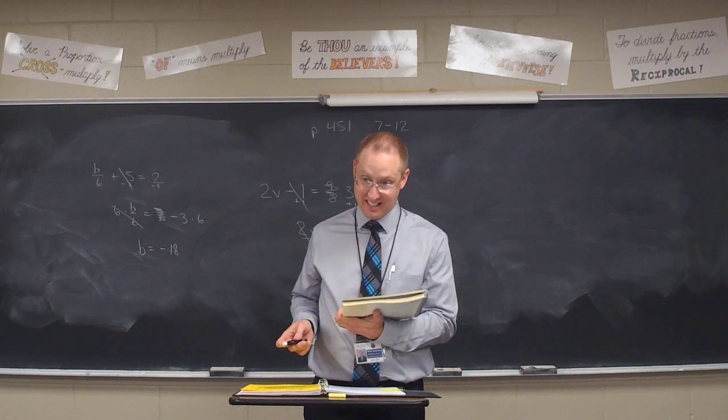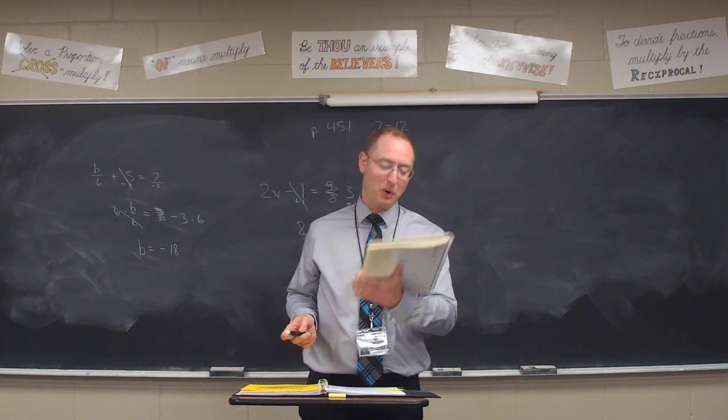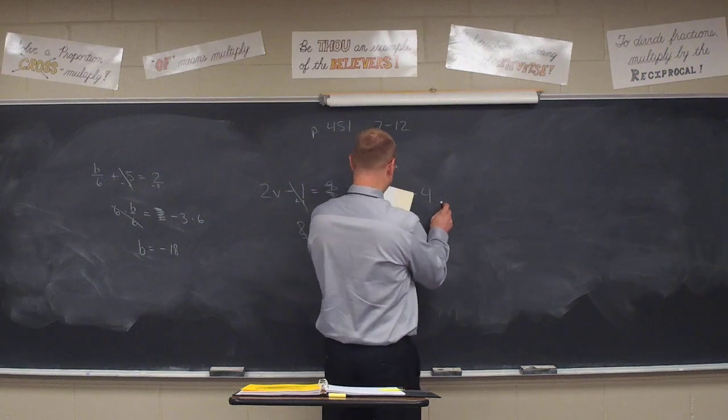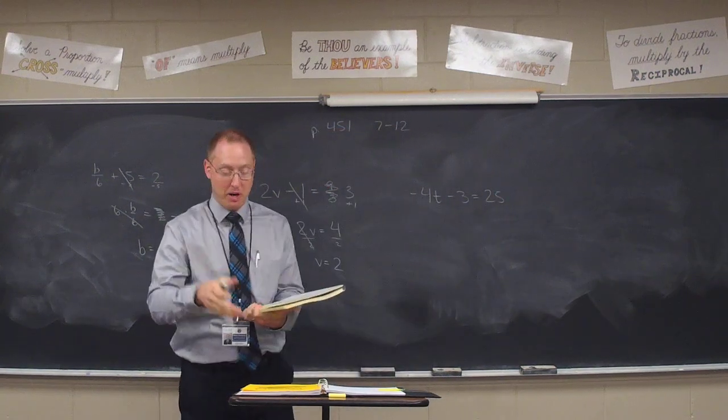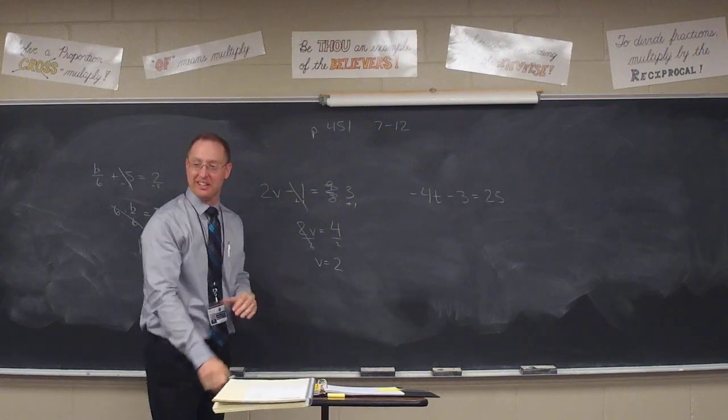T equals 7. Oh, the pain. Wait. Was it 25? No. Well, the other side has a 25 when you square the 5, Michael. Let's go from here. What do we need to do now?